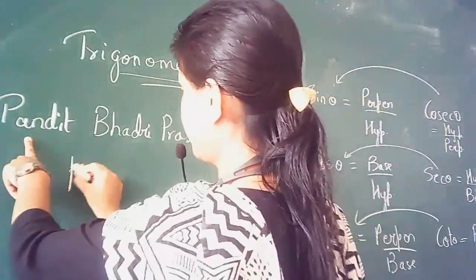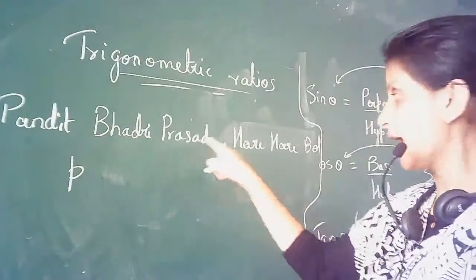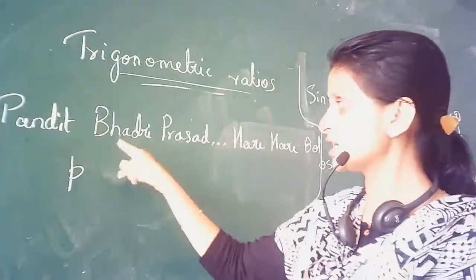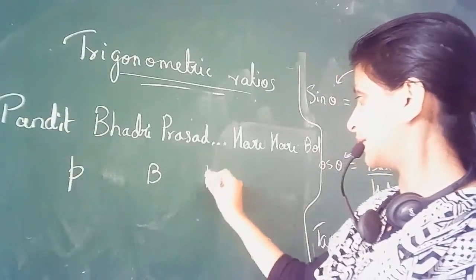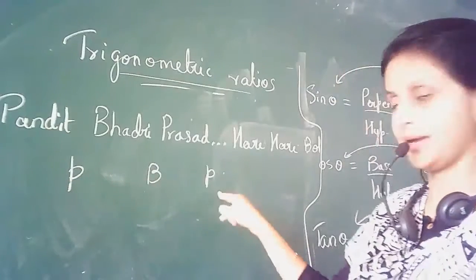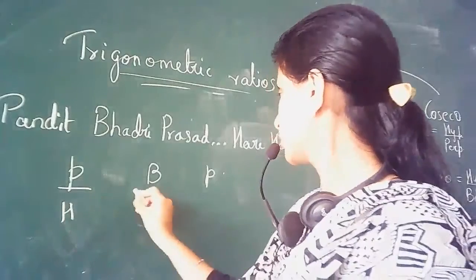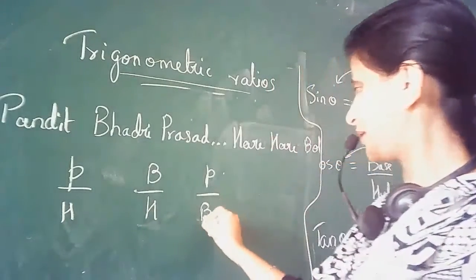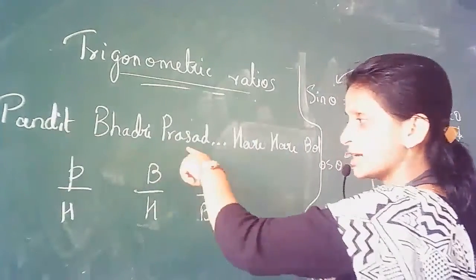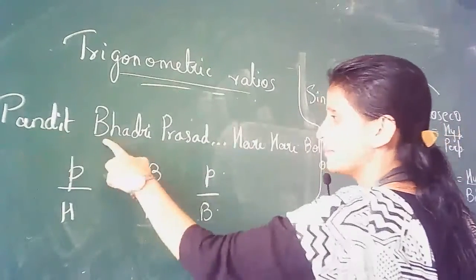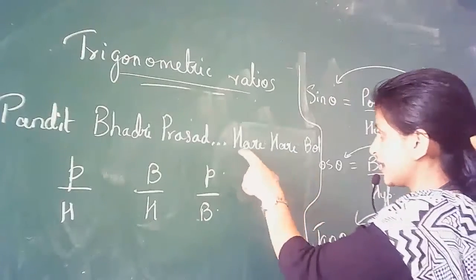Pandit Badri Prasad, first three words and next three words. In the first three words, take the starting letters P, V, P. Next, from the next three words, take the first letters H, H, D. From the first three words, I took the numerators, that is P, V, P. From the next three words, I again took the starting letters, that is H, H, D.